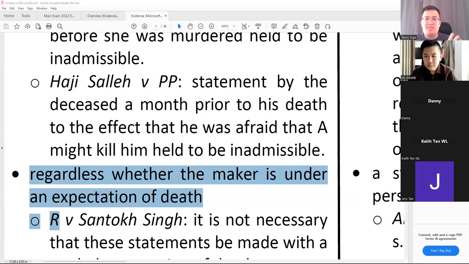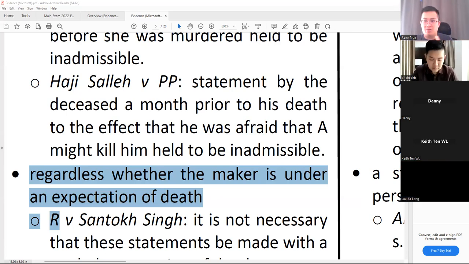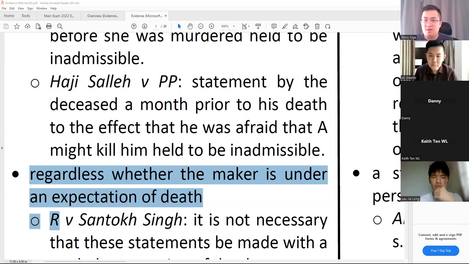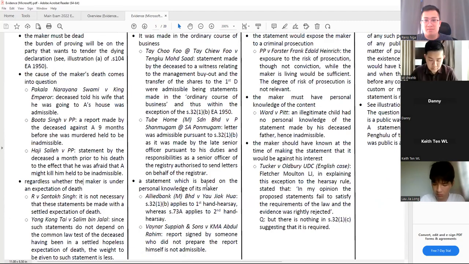But for Malaysian law, we don't have such a requirement. As long as you die later on, it doesn't matter. It can be 4 days, it can be 1 day early, it's fine, right? So my personal opinion, I think dying declaration definitely can be used, okay?